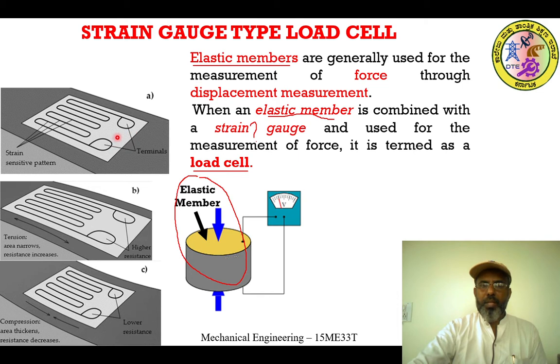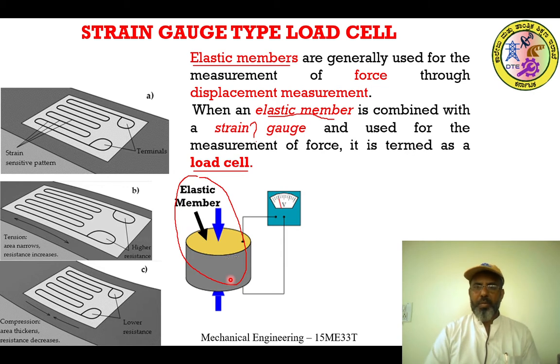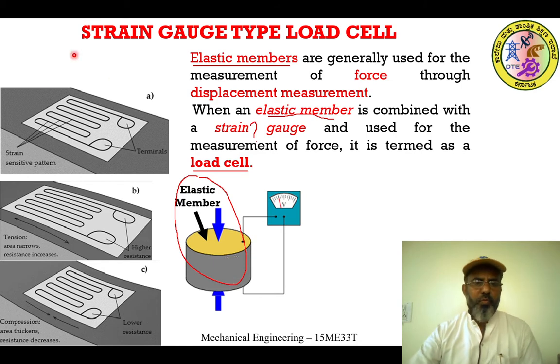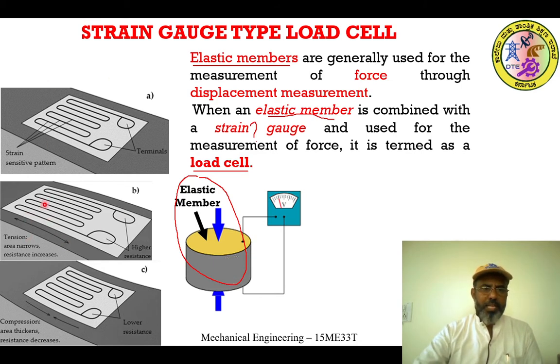And this flexible backing will be mounted on the elastic member. When the elastic member gets deformed, the strain gauge attached to it, bonded to it or cemented to it, may get elongated or it may get compressed. Now if you see here, in case B, as compared to A, the length of the strain gauge has increased. As the length increased, its resistance increases.